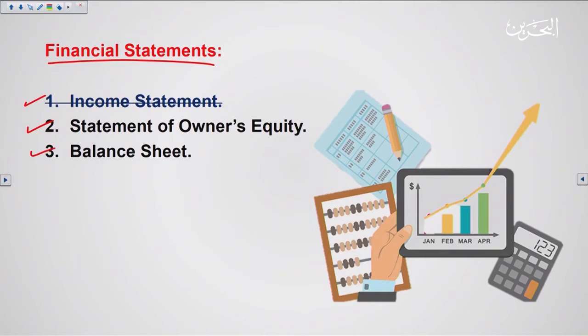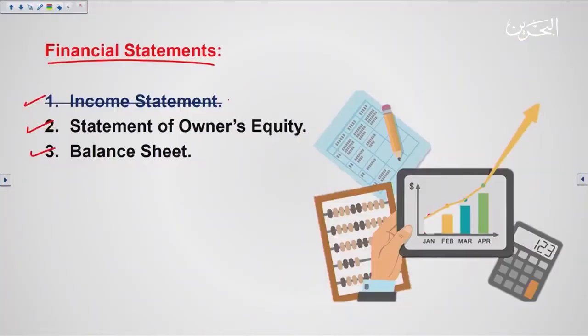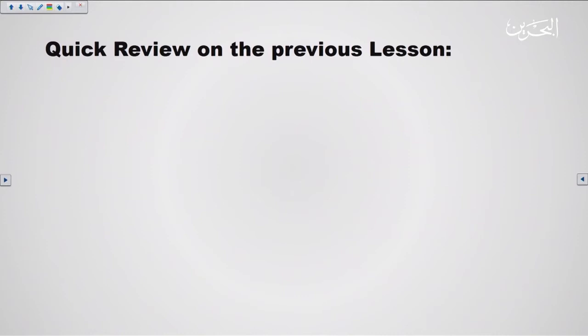These three statements are all linked together. We have to prepare them one by one. In the last lesson, we finished the income statement, and today we are going to start on the statement of owner's equity. Let's have a quick review of the previous lesson.